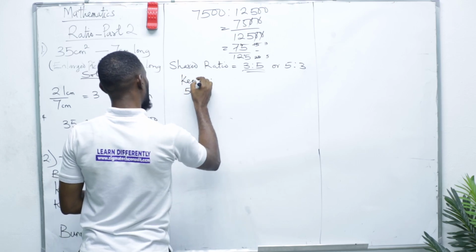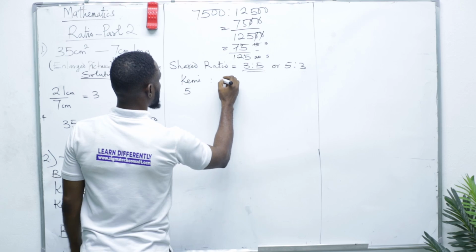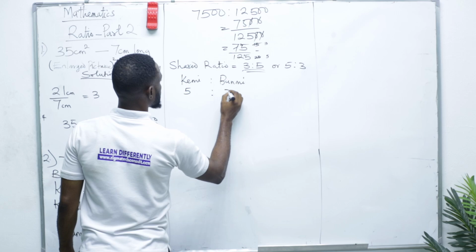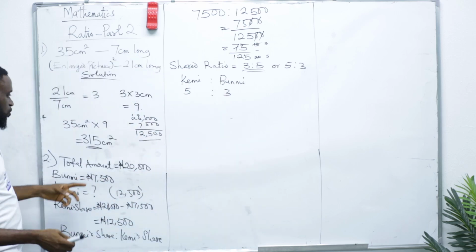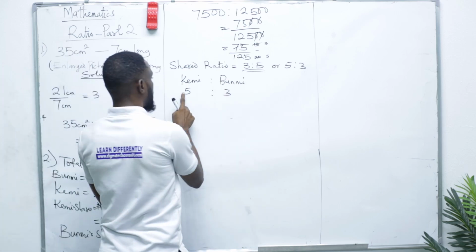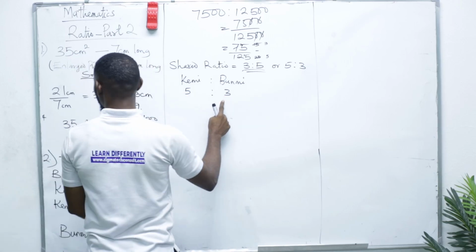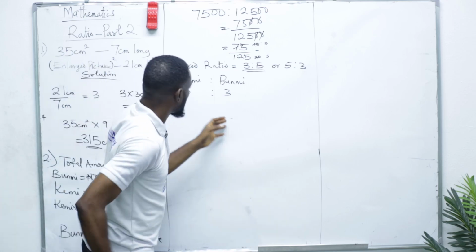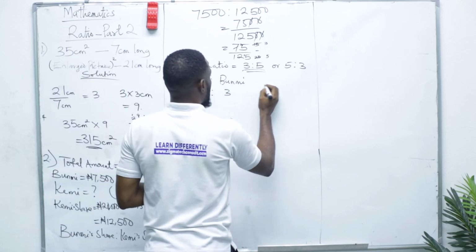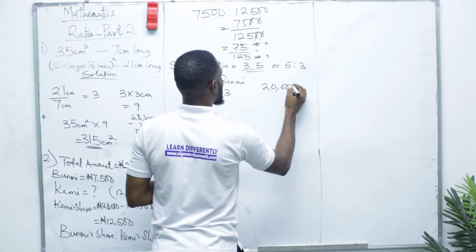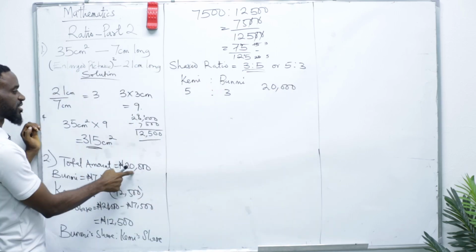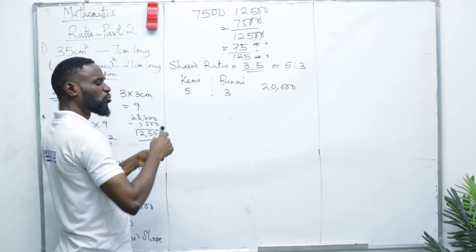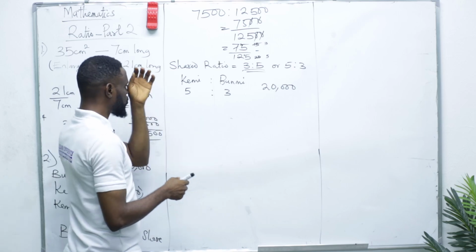Kemi here, then Bunmi here. All right? So this is for Kemi, this is for Bunmi. That is the sharing formula, the ratio that they should share the money. So what we are sharing for them is 20,000. Let's not forget that from the question. They are sharing 20,000 naira. So let's see how much from this ratio Bumi will receive and how much Kemi will receive.